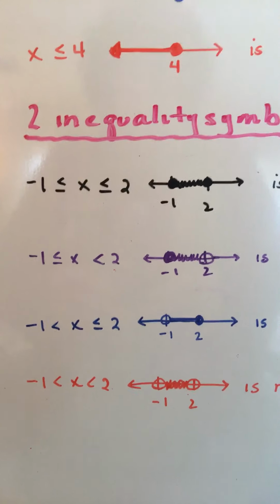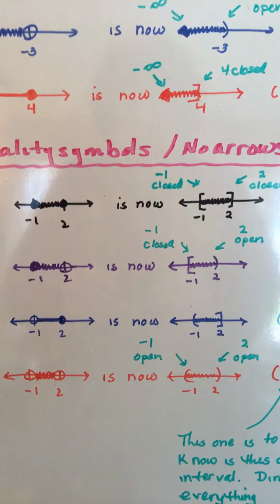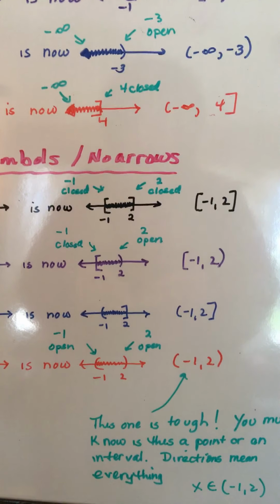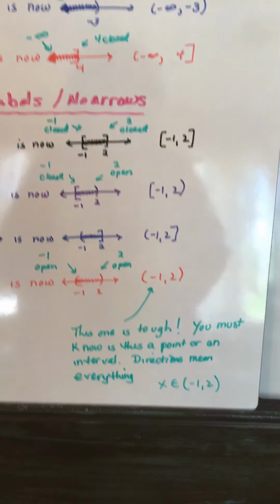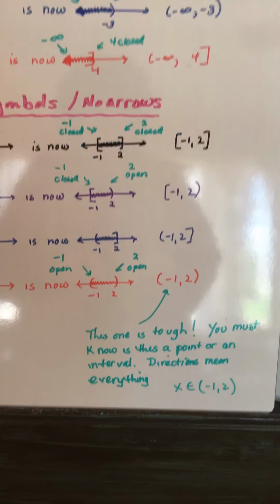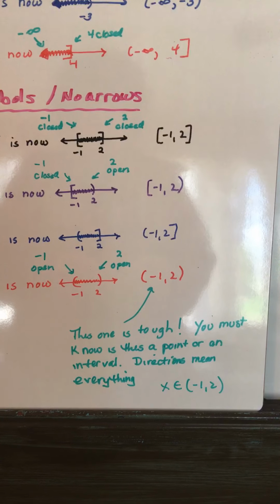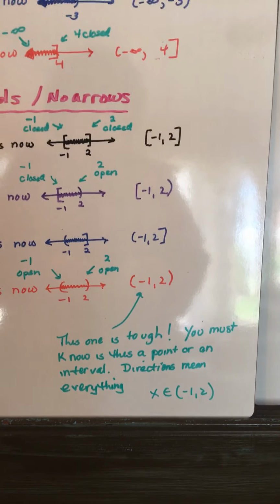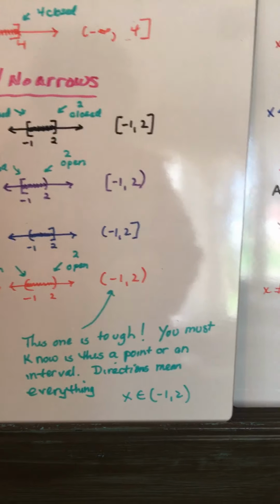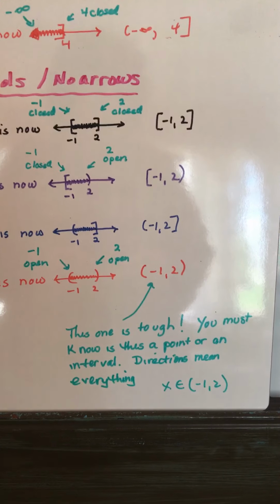Nobody's closed, they're both open. And so now this is what the picture would look like. And now we would write it this way, and that looks like it's an ordered pair. Now that's tough. You need to know if this is a point or an interval, because the directions mean everything. We know this means an interval, and typically somebody would write X is in (-1, 2) to help you out.